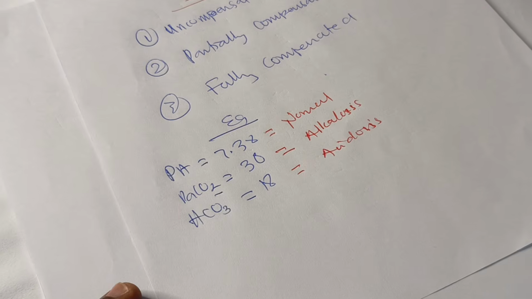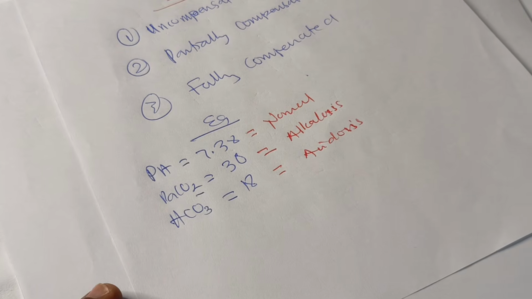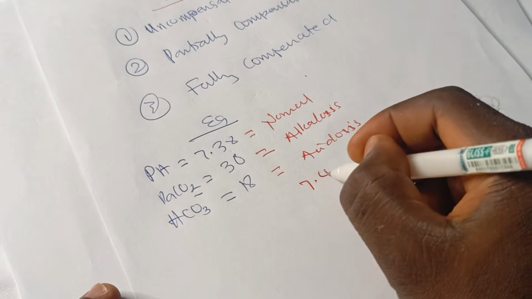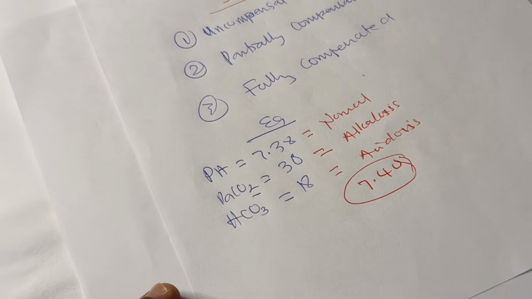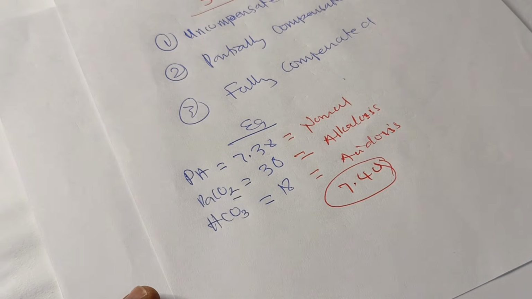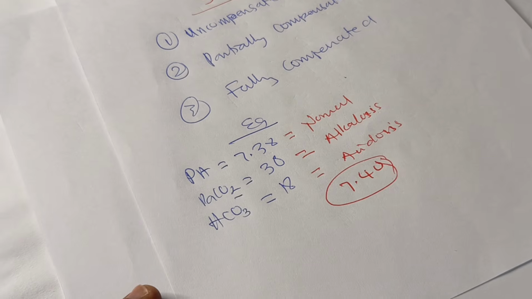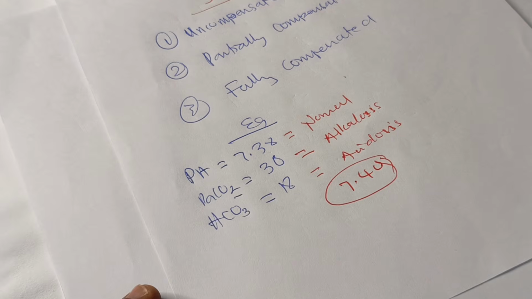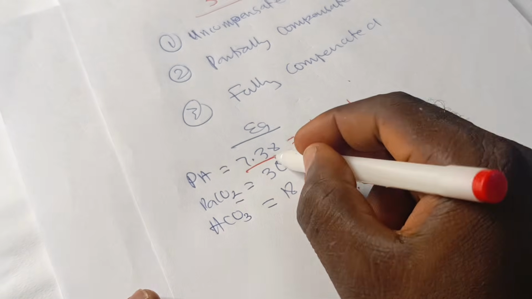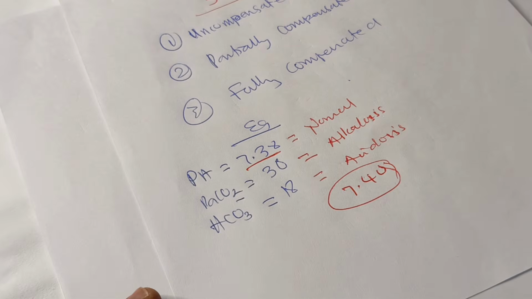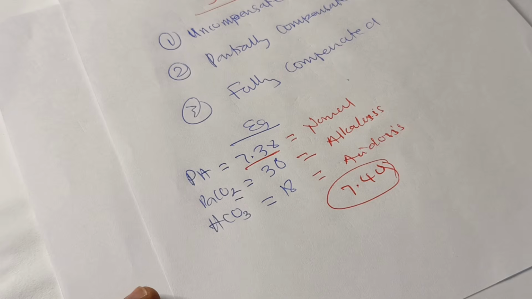Now, the middle is 7.40. This is the midpoint where you have to put it. Now, look at the pH. So a pH of 7.38 is normal, but it's leaning towards acidosis. Are you getting the point? The pH here, 7.38, is normal, but is leaning more towards acidosis. Are you getting the point?